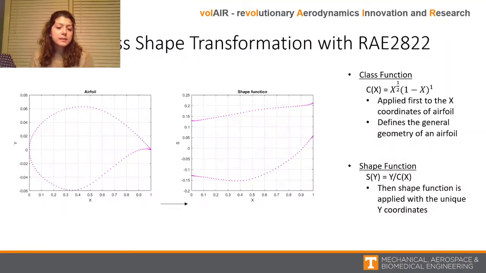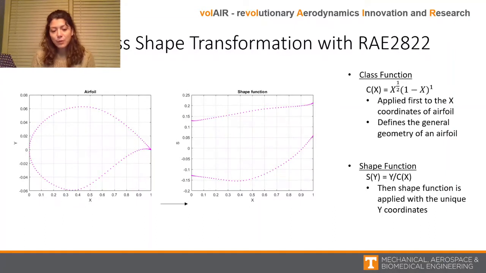The first thing I did in this research was apply the class-shape transformation method to the airfoil RAE 2822. RAE 2822 is a specific airfoil and it consists of a list of coordinates that define the shape. That's the graph on the left. On the right, the class-shape transformation method was added.